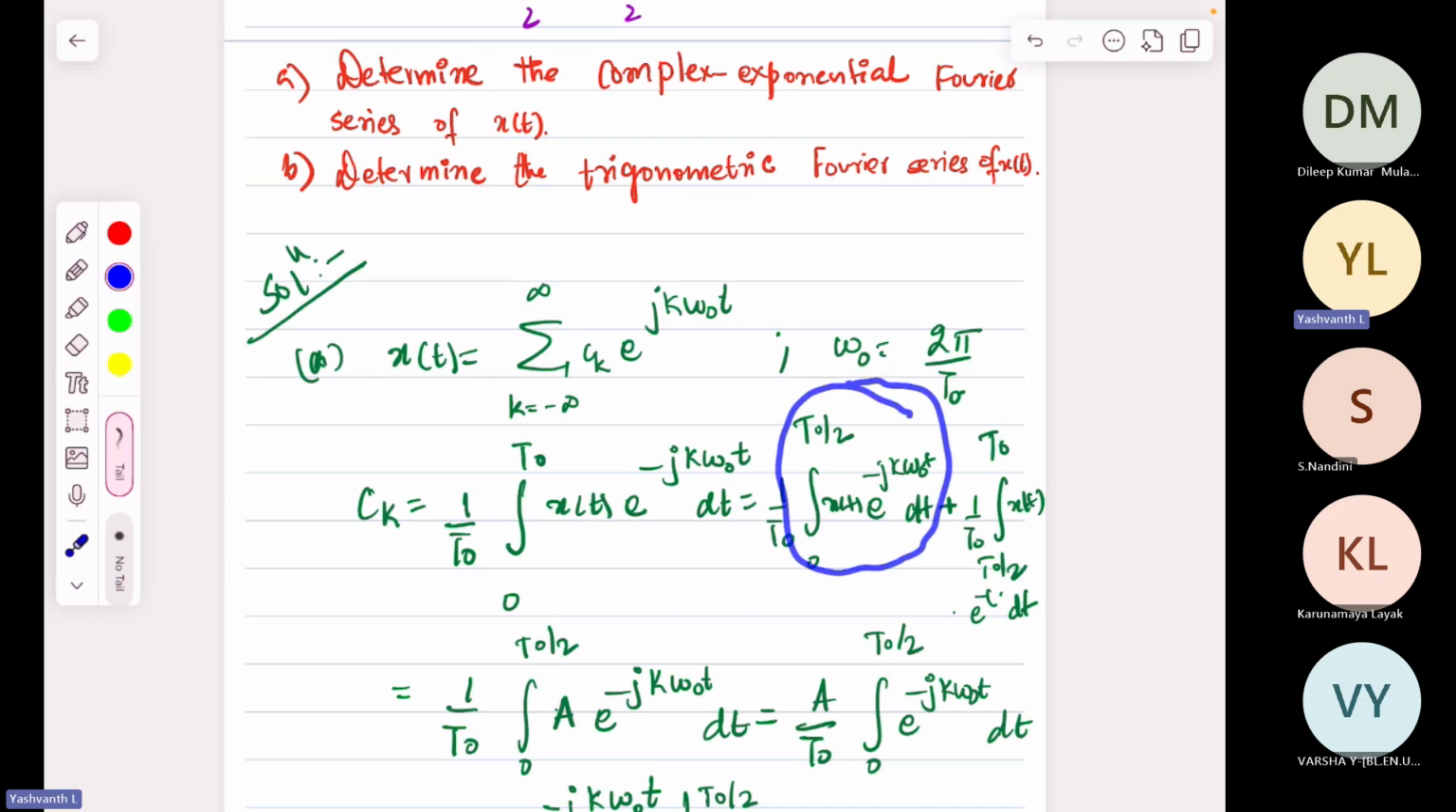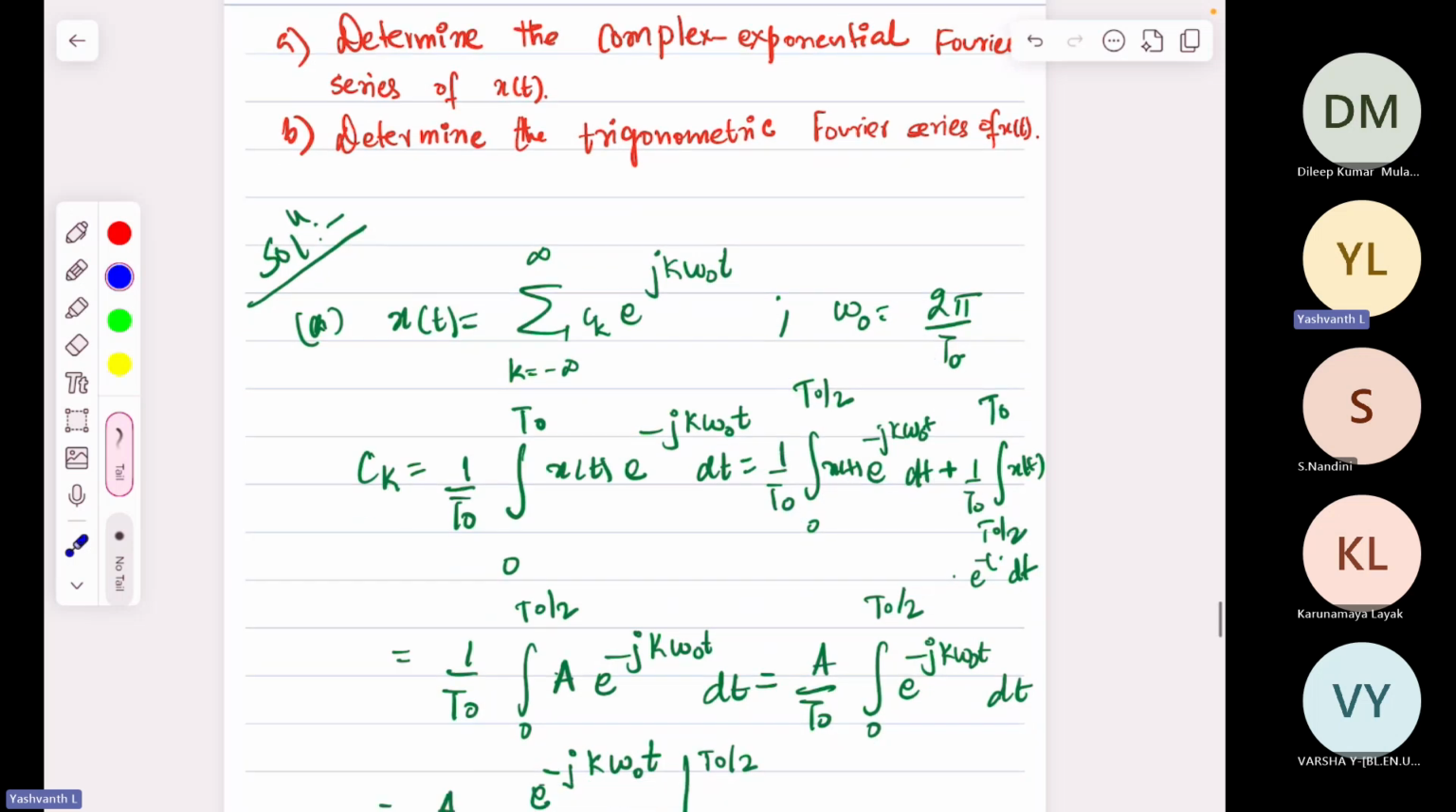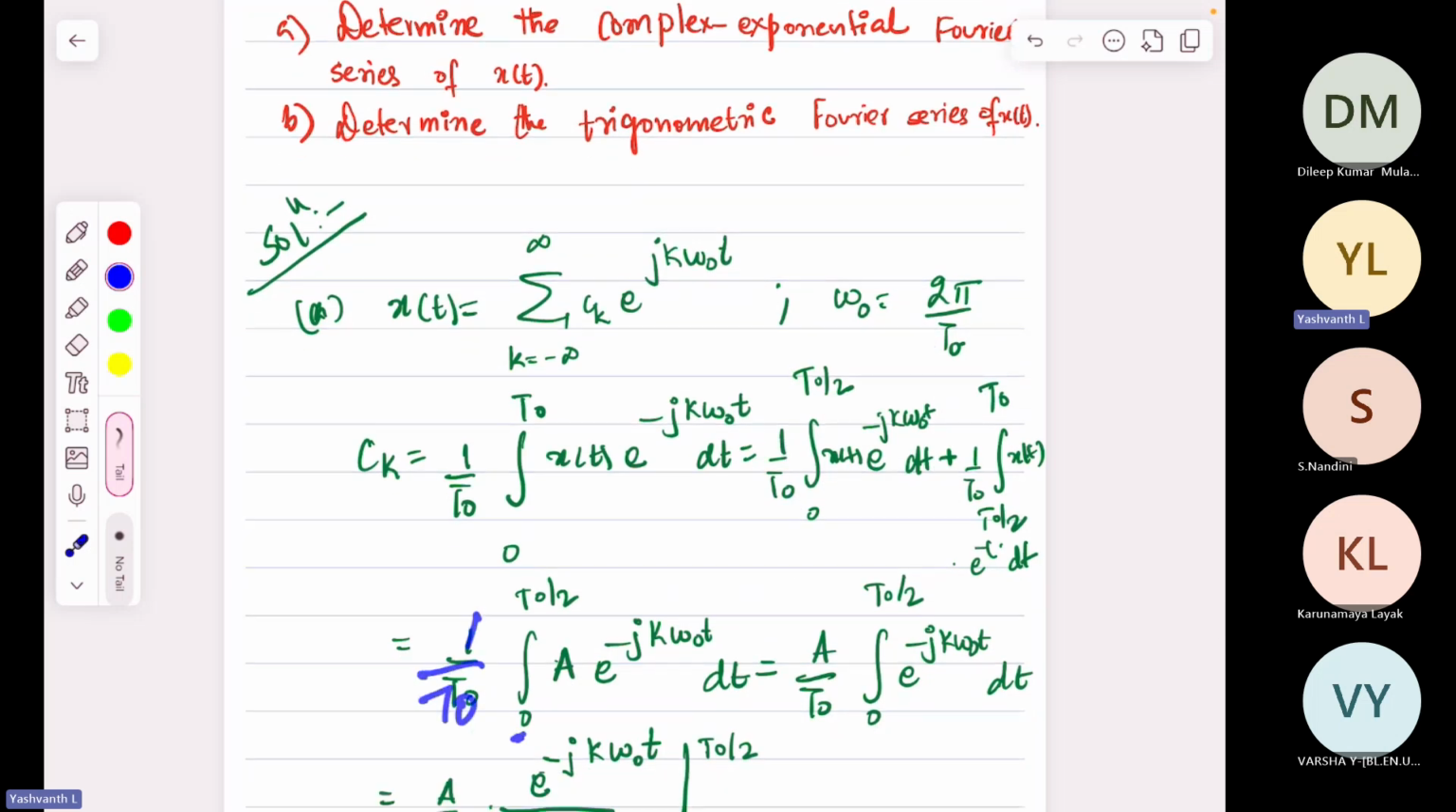And in this case, between 0 to t naught by 2, x of t takes a constant value equal to a. Therefore, ck is also equal to 1 by t naught integral 0 to t naught by 2 a times e power minus jk omega naught t dt. Now a is a constant, so take it out. So it becomes a by t naught into integral 0 to t naught by 2 into e power minus jk omega naught t dt.